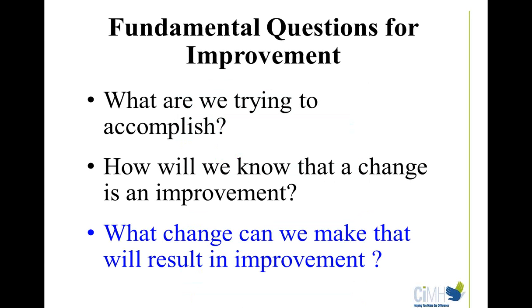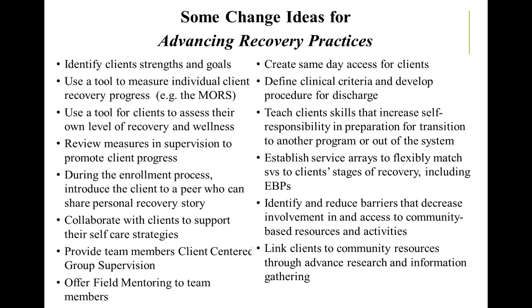What change can we make that will result in improvement? I think from the beginning I pointed out that the model for improvement is really focused on change, bringing smart changes that really help an organization achieve what they want. And here are some examples of the advancing recovery practices changes that teams are working on. And changes can come from a variety of sources.